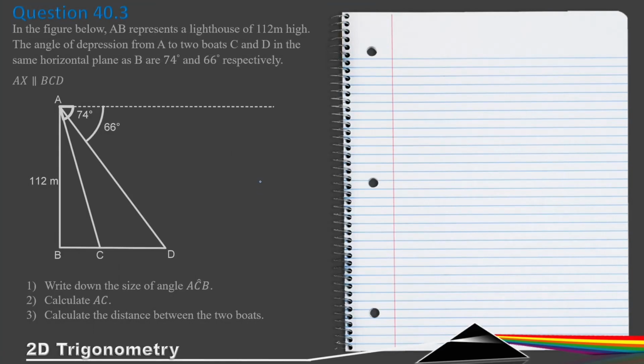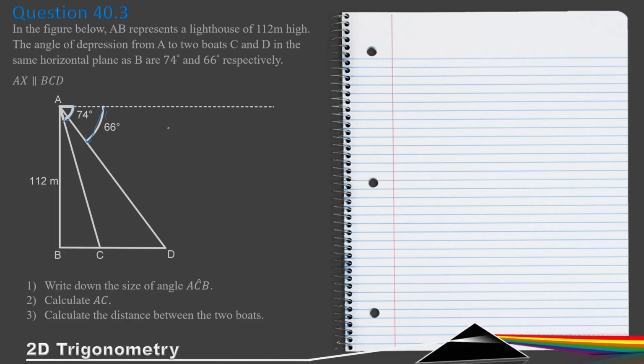Right, now for the last question of this section, question 40.3. In the figure below, AB represents a lighthouse that is 112 meters high. The angle of depression, meaning from the horizontal plane going down from A to the two boats C and D, where C and D are in the same horizontal plane as B, are 74 and 66 respectively.